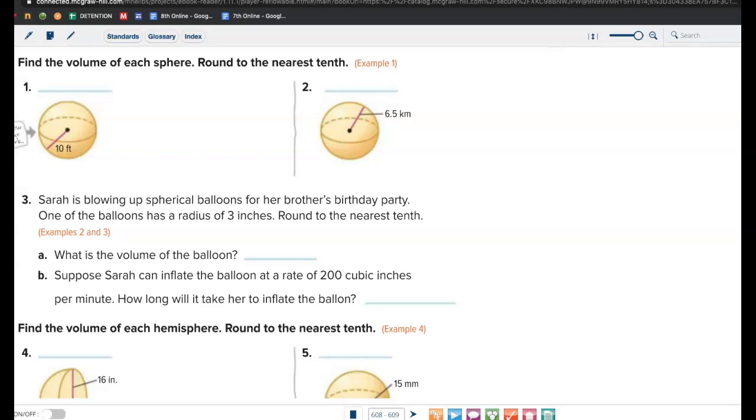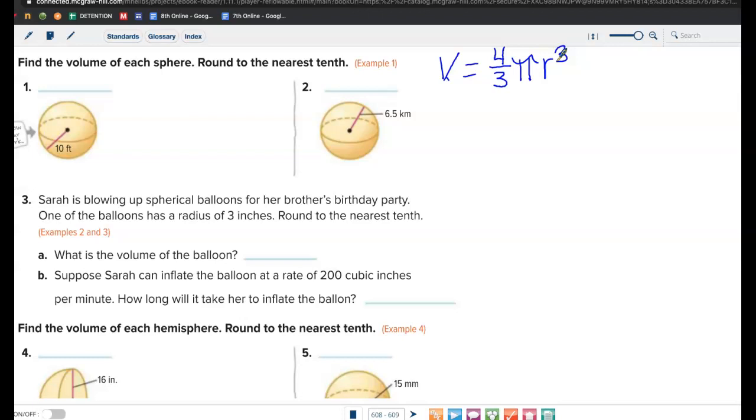To find the volume of the sphere, we use the formula: volume equals 4/3 times pi r cubed. It's very similar to what we've seen for cylinder and cone. It's just a little different because we use 4/3 and we have radius cubed instead of squared.